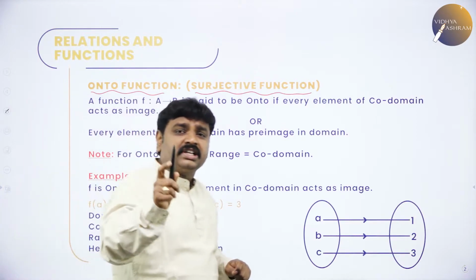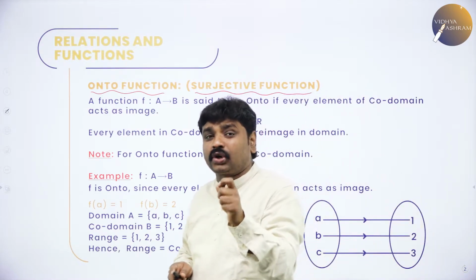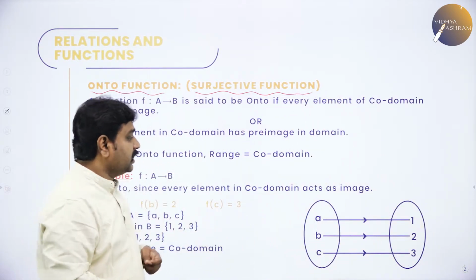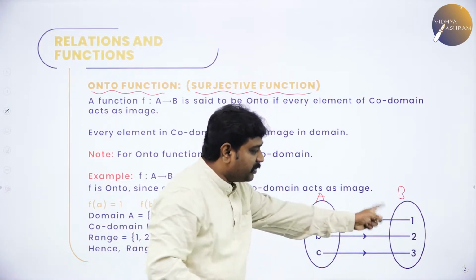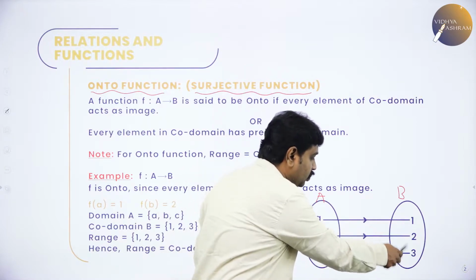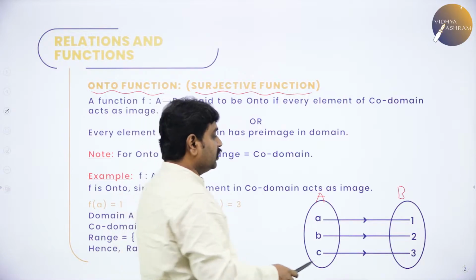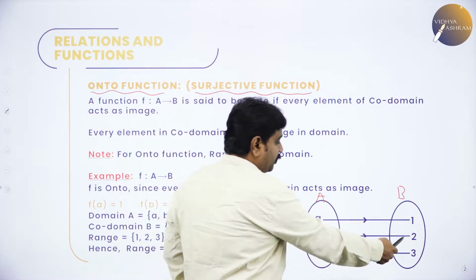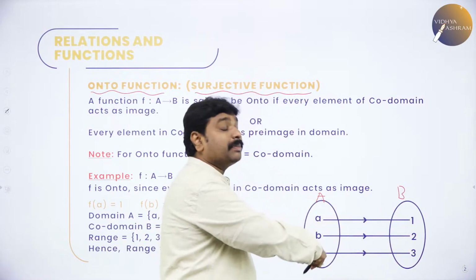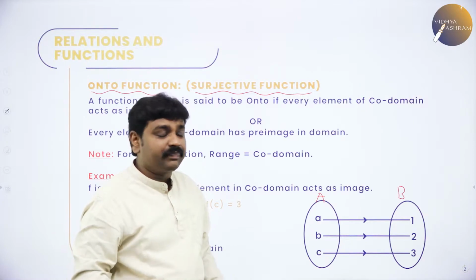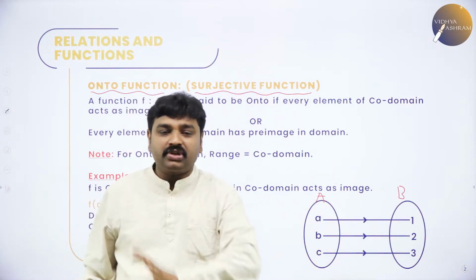A function f maps A to B is said to be onto function if every element in codomain has pre-image. Suppose f maps A to B, this is A and this is B. Every element in codomain, I have three elements 1, 2, 3, should have pre-image. So the pre-image of 1 is a, the pre-image of 2 is b, the pre-image of 3 is c. So all elements 1, 2, 3 have a pre-image. Otherwise we can say every element in codomain should act as image. Every element in codomain should act as image.